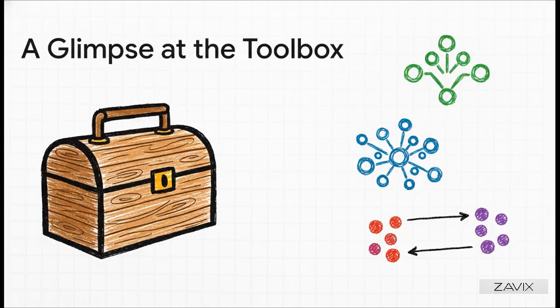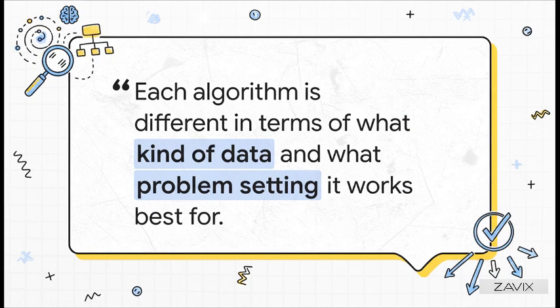And that really is the key takeaway here. There is no such thing as a one-size-fits-all algorithm. A huge part of the art and science of doing machine learning is really understanding your data and your problem so you can choose the right tool from the toolbox.